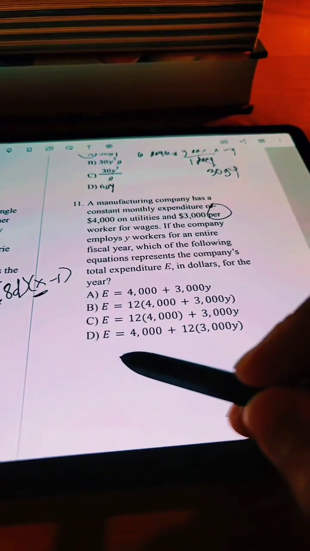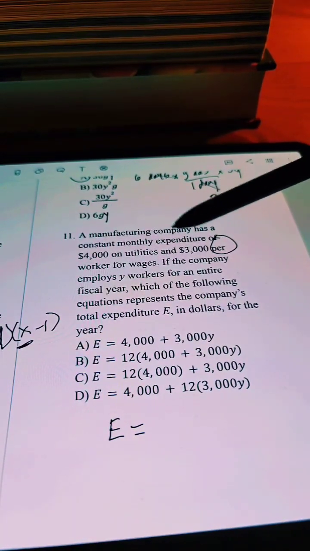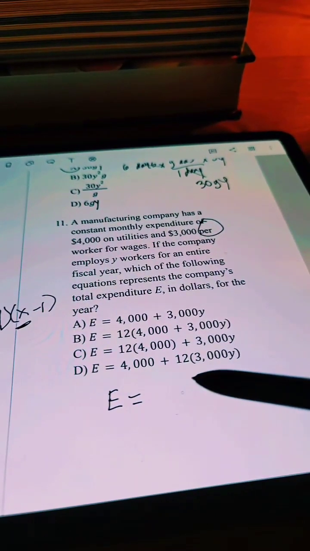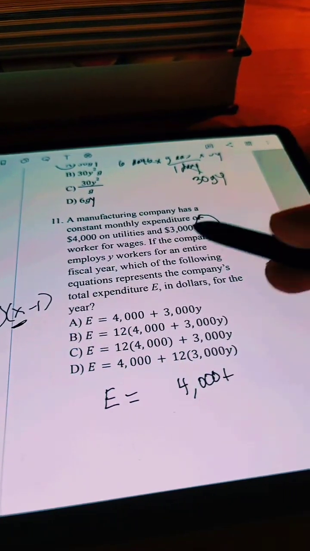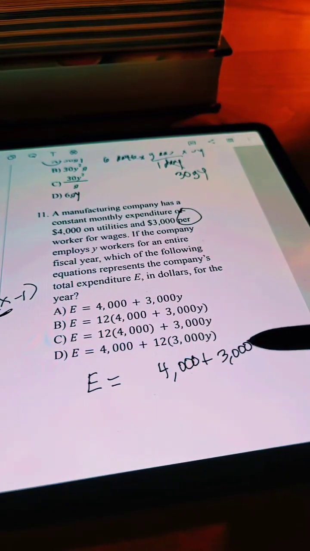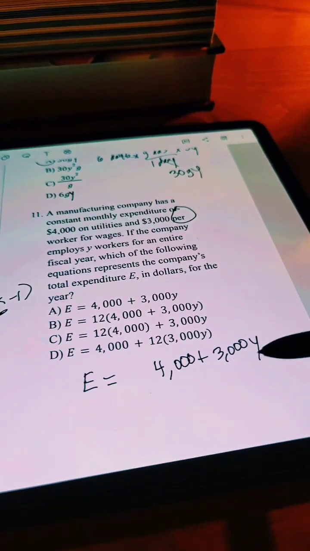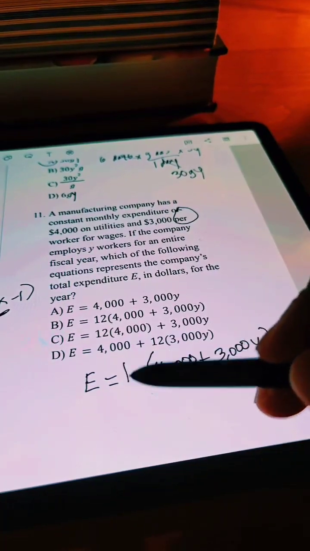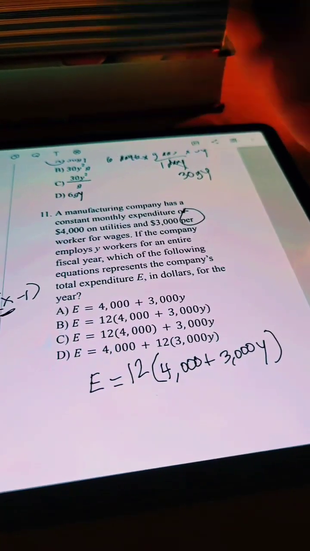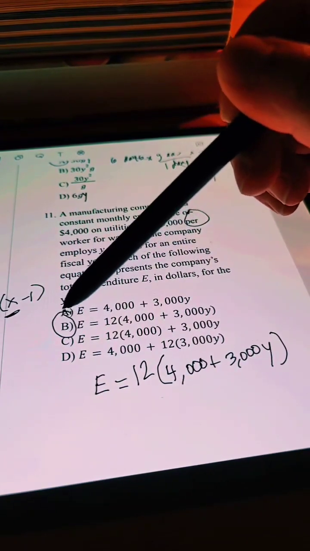So the total expenditure for the year, remember, this is all referring to 1 month, the amount they're spending monthly is going to be that $4,000 plus the $3,000 per every worker. So 3,000 times the Y number of workers. But remember, this is a month and we want the expenditure for the year. So we have to multiply that by 12 months because there's 12 months in a year. So then that's just going to be answer choice B right here.